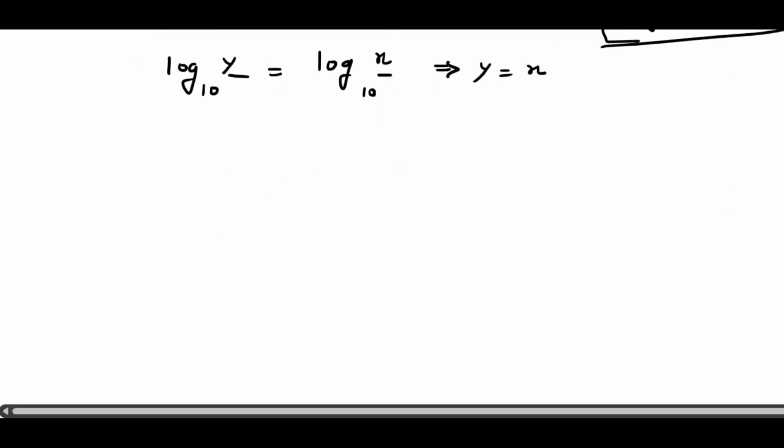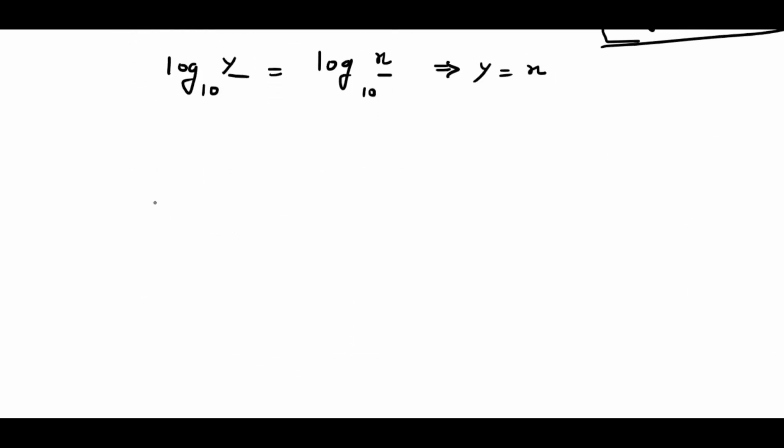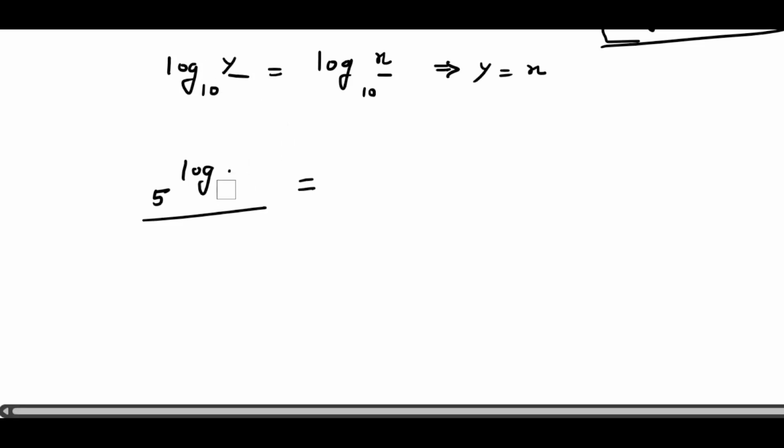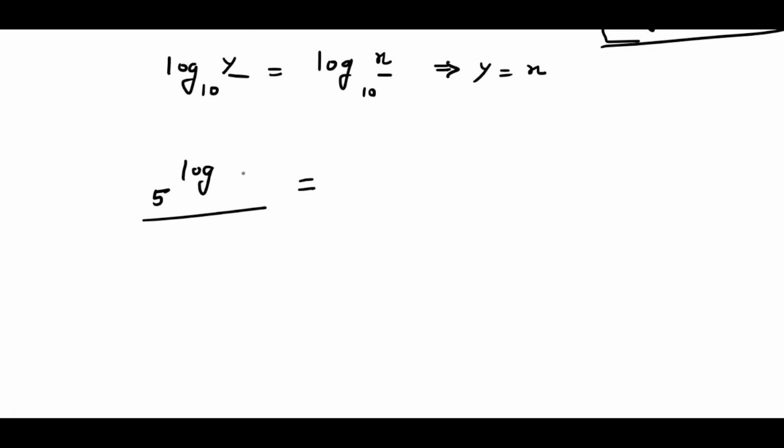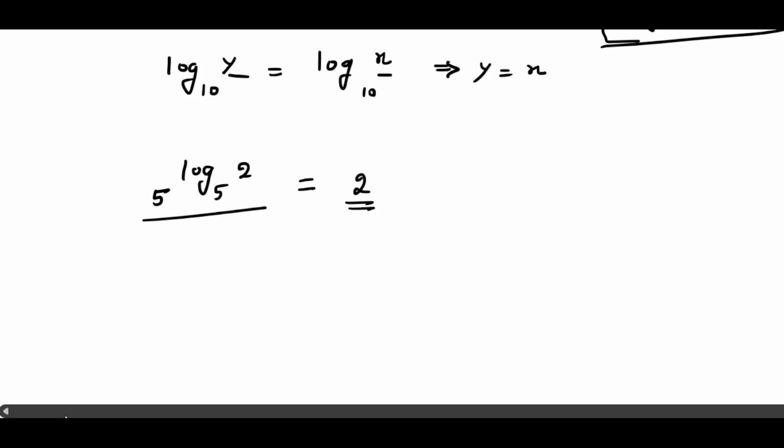Yes or no? So here, say I have 5 power log 2 to the base 5. Actually, sorry, my mistake, it is 5 power log 2 to the base 5. It is like that. Then the result is going to be 2. Okay.